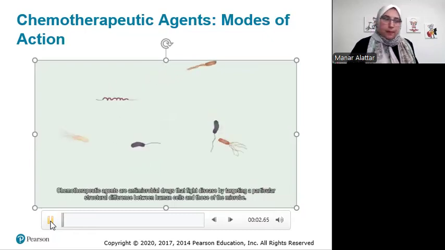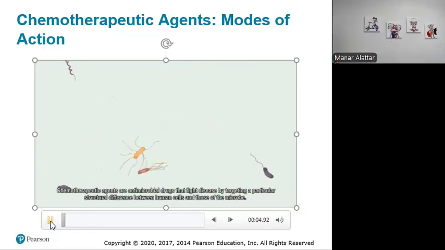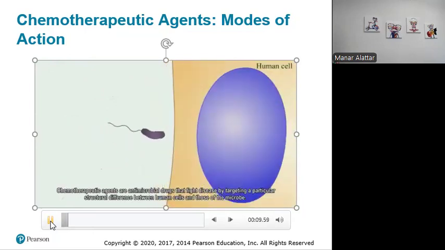Chemotherapeutic agents are antimicrobial drugs that fight disease by targeting a particular structural difference between human cells and those of the microbe. Because bacteria have many such differences, it's much easier to develop antibacterial drugs. Viruses depend on the host cell's machinery, so there are fewer differences to target. And eukaryotic pathogens, such as fungi and protozoa, have fewer differences from eukaryotic human cells, making it difficult to find drugs that have selective toxicity against these pathogens.